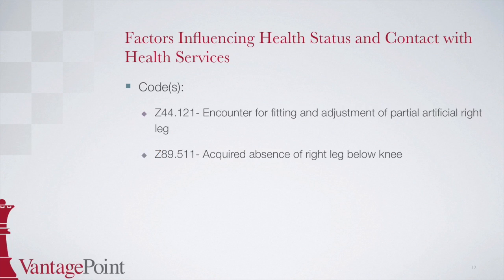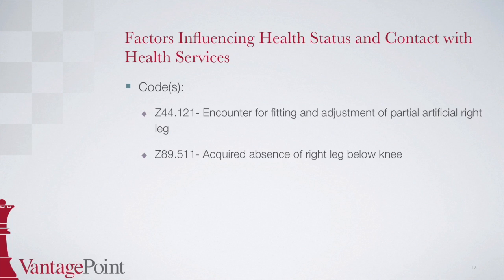The first code is Z44.121, encounter for fitting and adjustment of partial artificial right leg. To locate this code, start at fitting in the alphabetic index, then artificial, and then leg. There is an instructional note here which says see admission, adjustment, artificial, leg.